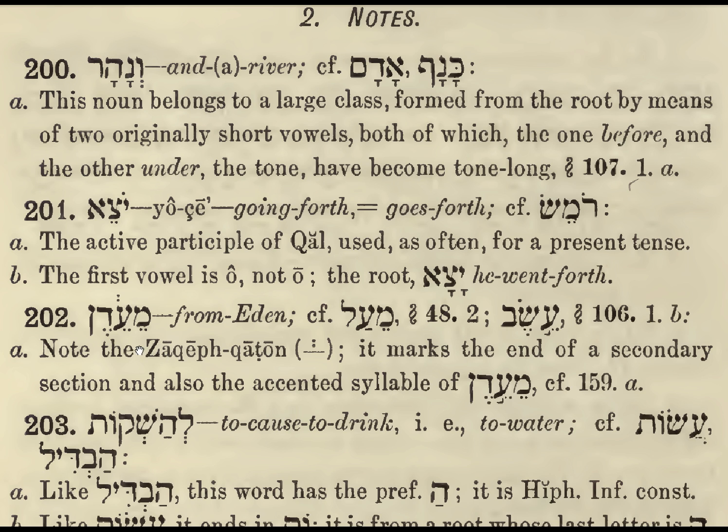Me ngeden, from Eden. Compare this with mengal and ngeseb. Note the zakef katon here, marking the end of a secondary syllable, and the accent here under the ayin, the long vowel.